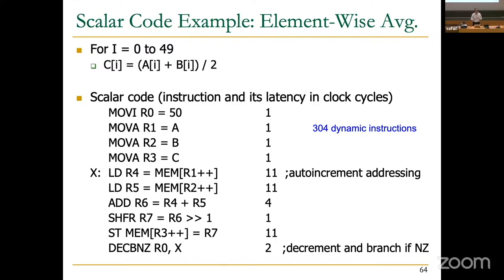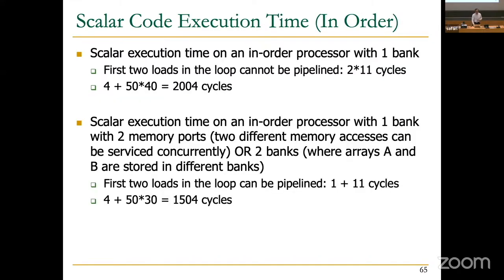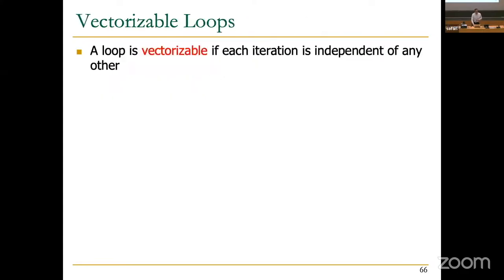But it's going to be expensive, clearly, with out-of-order execution. So you can do more performance analysis, which we're not going to do right now. We're going to compare this to a vector processor. For this to work on a vector processor, the loop needs to be vectorizable.